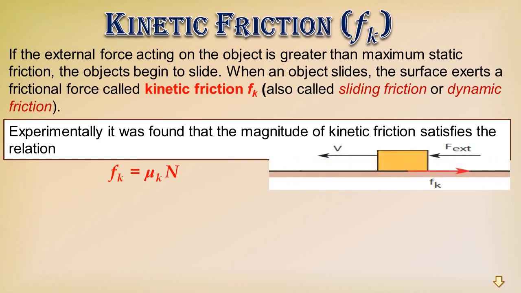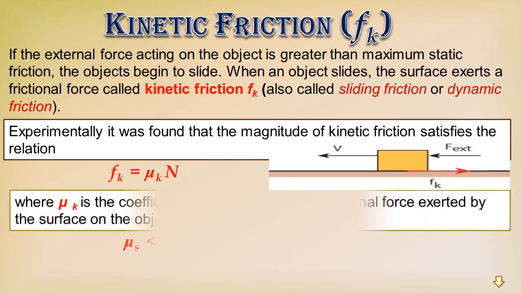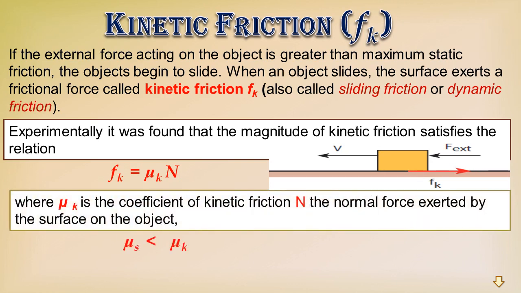Here you can see the velocity and the external force is applied here, and it moves against the frictional force, where mu k is the coefficient of kinetic friction and N is the normal force exerted by the surface on the object. Here, to move an object at constant velocity, we must apply a force which is equal in magnitude and opposite in direction to the kinetic friction.